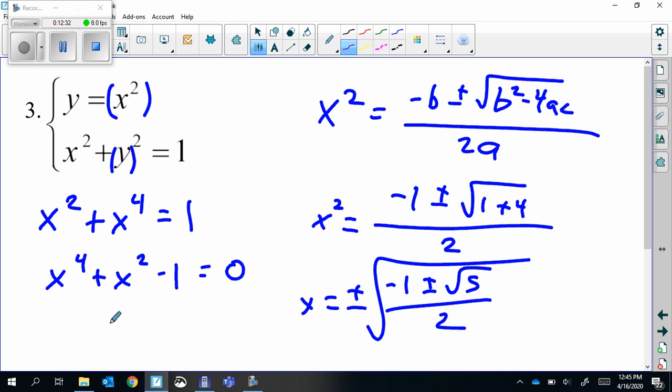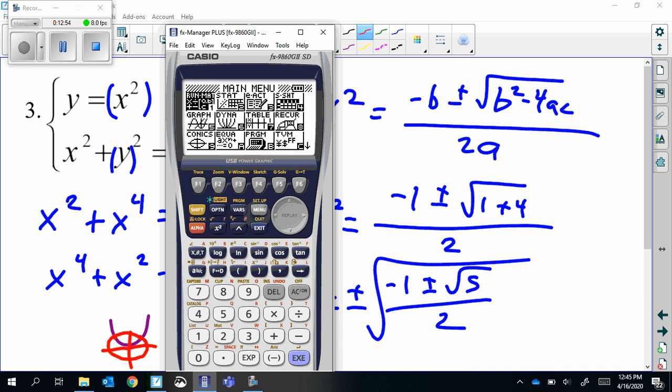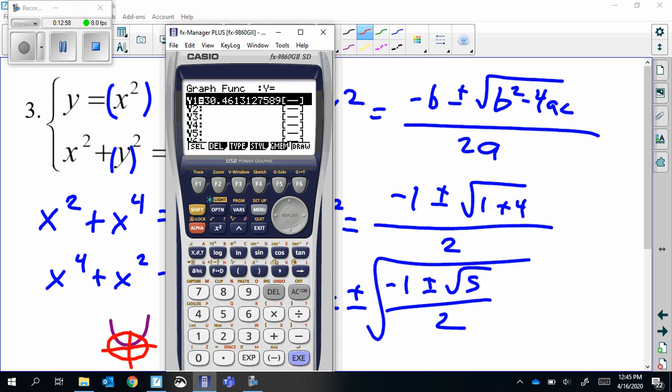y equals x squared is a parabola. X squared plus y squared equals 1 is a circle. This parabola hits the origin and the circle goes around the origin. So it's a circle and a parabola. And we've got those two solutions right there. You can also do this by graphing. So let's go to a graph. Y equals x squared, that's easy to graph.